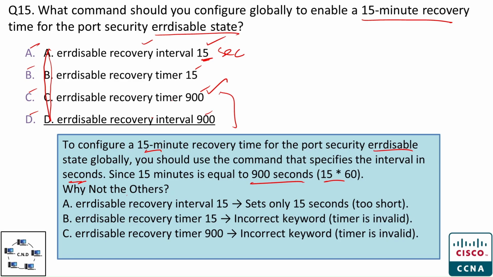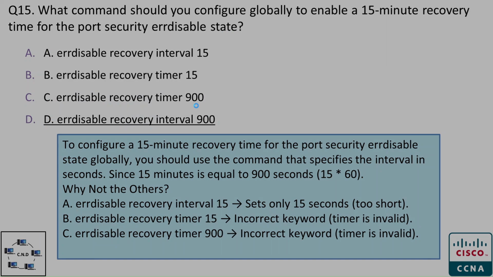So why not the other options? Option A has the 15, which is only 15 seconds, and we are aiming for 15 minutes. Option B is using the timer keyword, which is not the correct keyword; it should be interval. And option C is also using timer, which is not the correct keyword. The correct keyword is basically the interval.